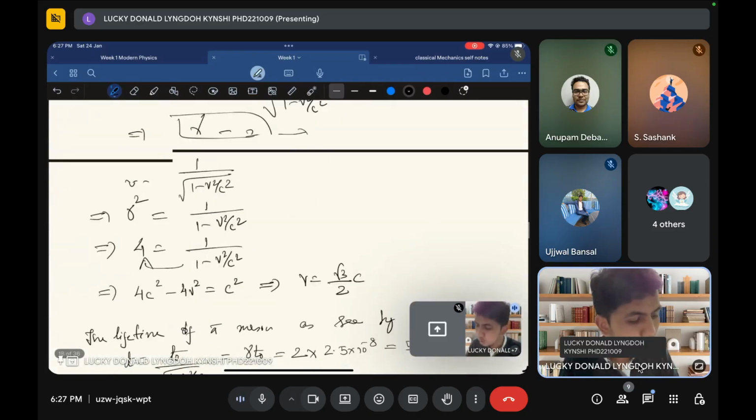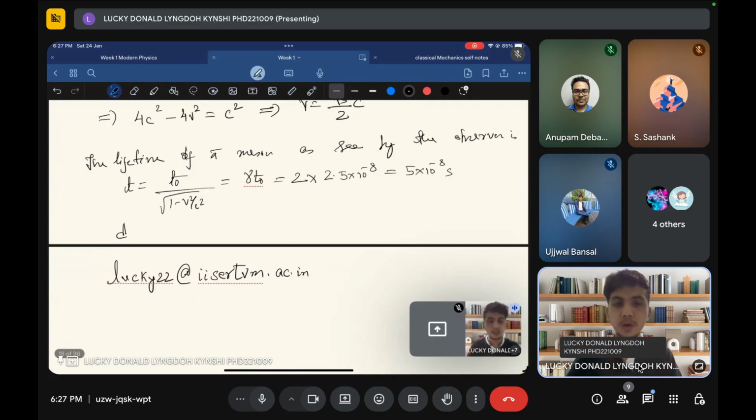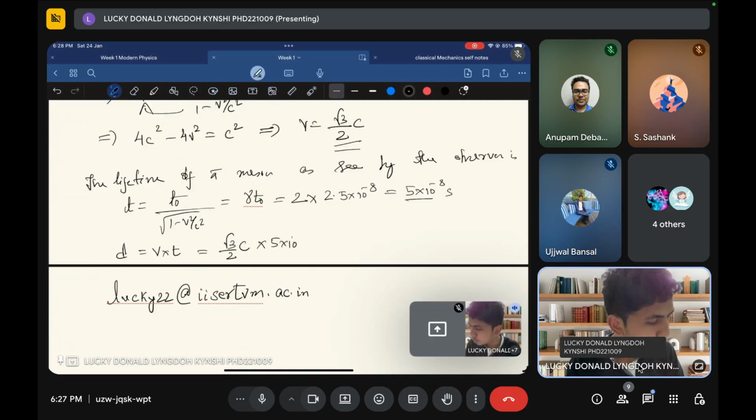Now you already know the time which you measure, not the proper time. You have already measured the time dilation, which is given by t = t₀ / √(1 − v²/c²). So you can easily calculate the distance, which will be equal to v times t. Distance is equal to velocity times time. So what is the velocity? Velocity you have already calculated here, √3/2 c, times the time. Time you can get here, 5 × 10⁸.